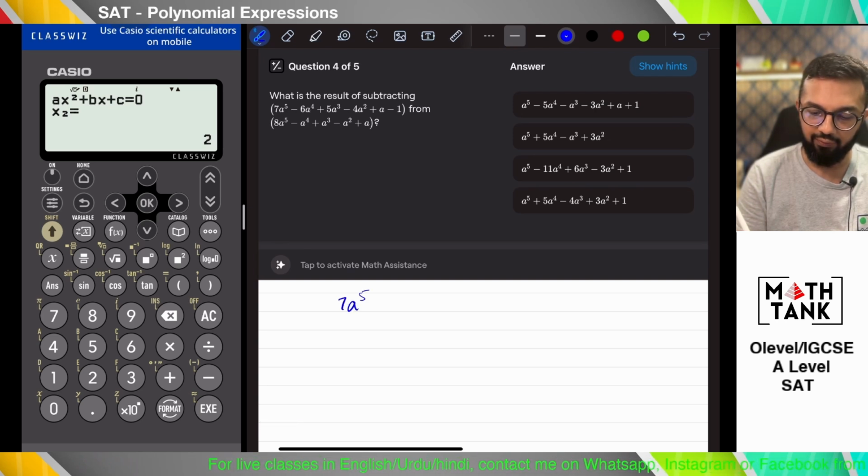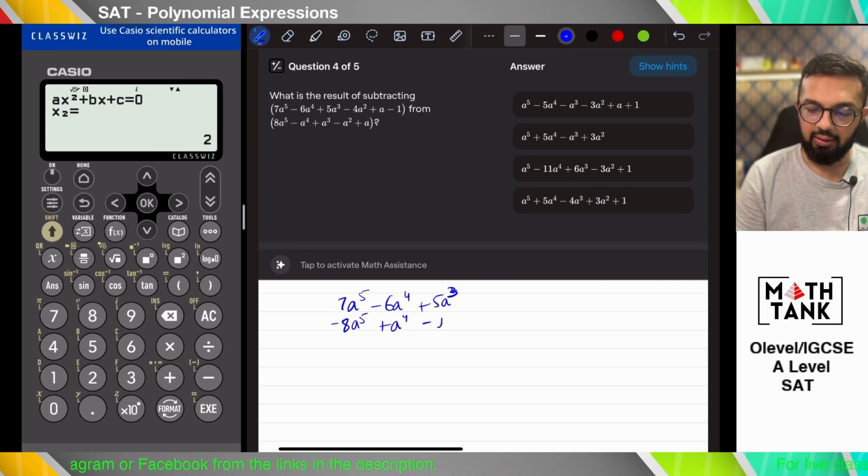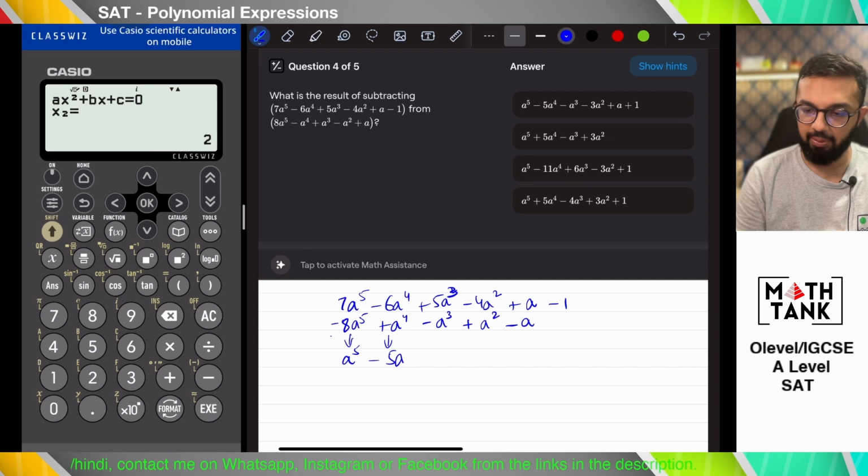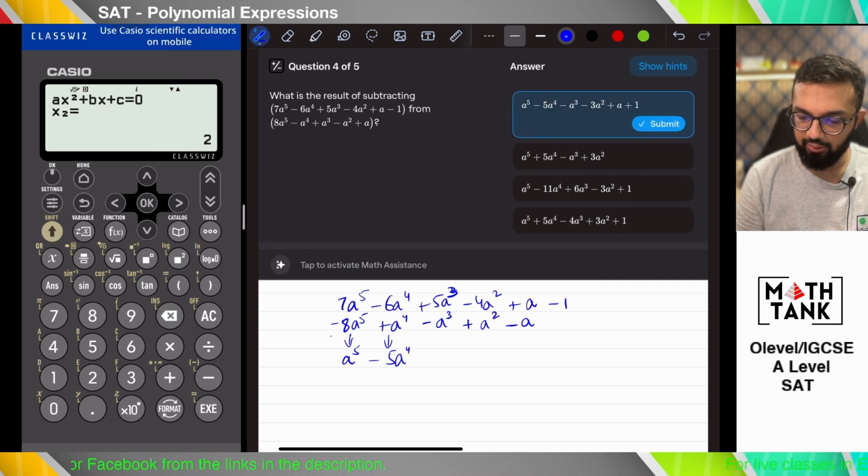So 7a power 5 minus 8a power 5 minus 6a power 4 plus a power 4 plus 5a cubed minus a cubed minus 4a squared plus a squared plus a minus a minus 1, and there's a 0 there. I get a power 5 from here. I get minus 5a power 4. Does that give me an answer option? Yes, I think that should be the correct answer option, but I seem to have made a mistake somewhere then.